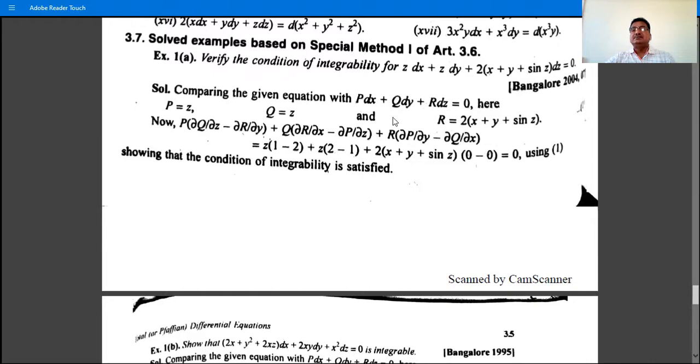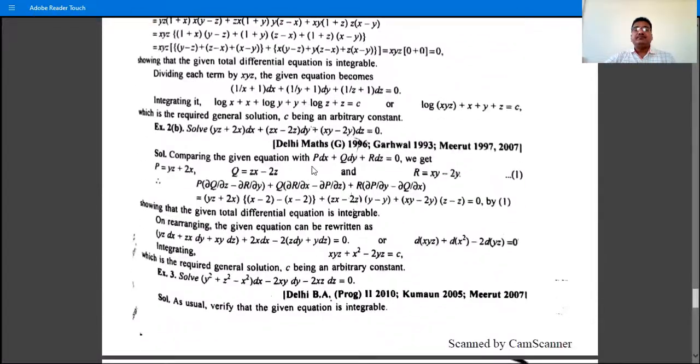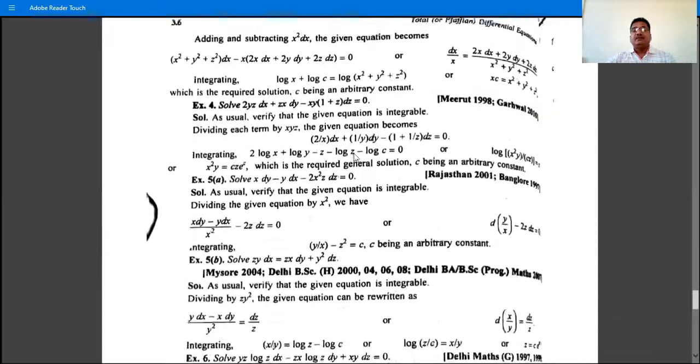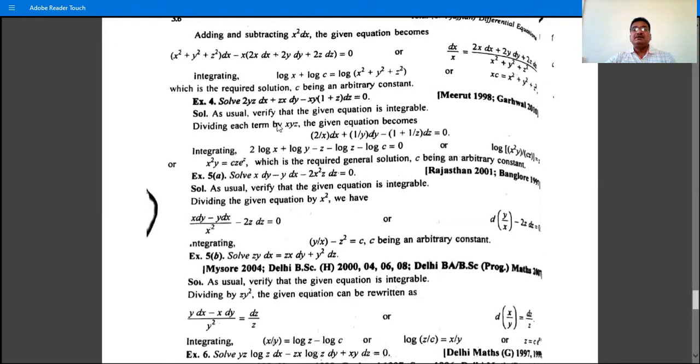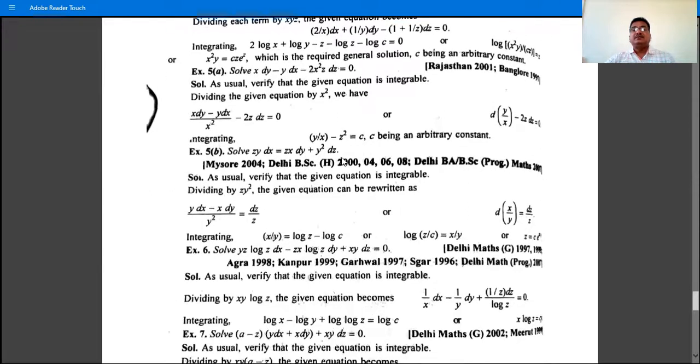So write all these examples in your notebook. Write the answers of these examples in your method. Only refer to these solutions as a hint for the solution of the equation.